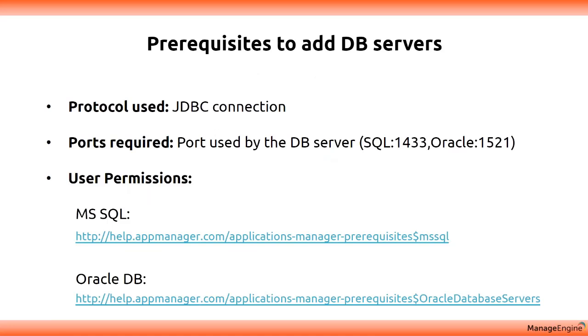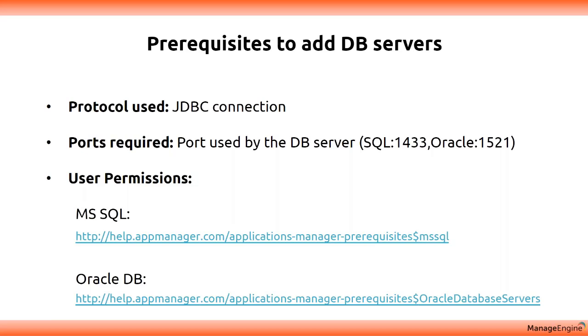Application Manager overall is an agentless monitoring tool, and we don't need an agent to be installed on a database server for collecting data. We use a JDBC connection, that is a protocol, through which we check the availability and collect the metrics for any database servers. So basically, there are certain ports which have to be opened in the firewall.